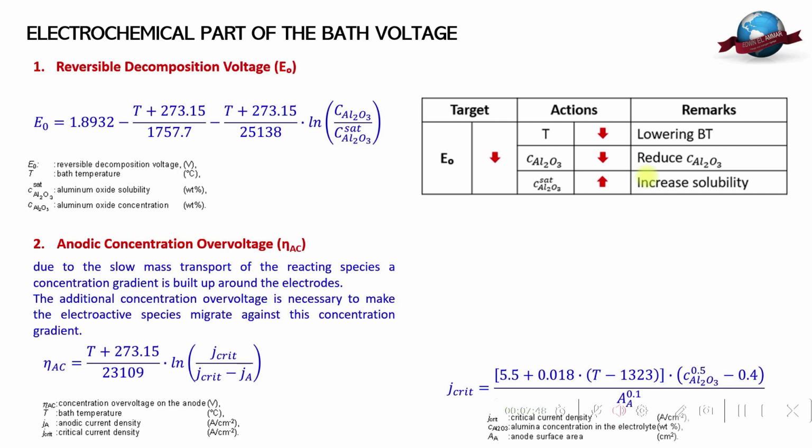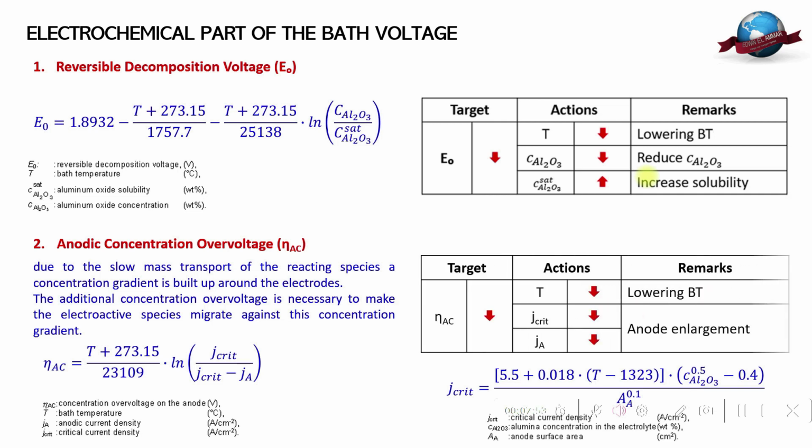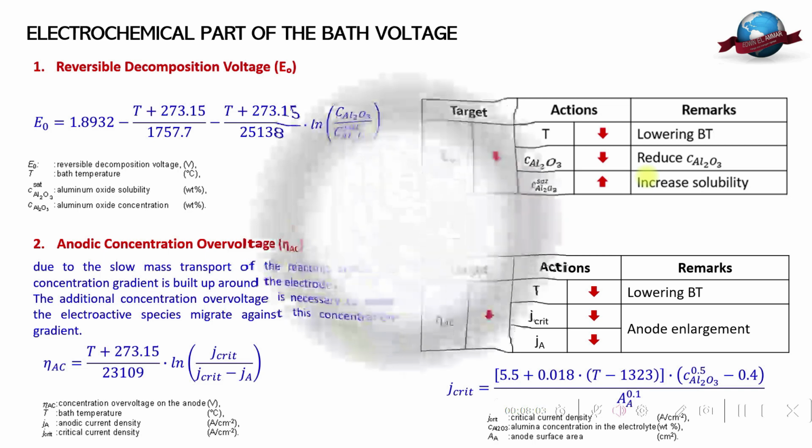In order to lower eta AC, these things should be done. 1. Lowering bath temperature, T, by maintaining bath acidity. 2. Reducing critical current density, J crit, by enlarging anode dimension. 3. Reducing anodic current density, JA, by enlarging anode dimension.